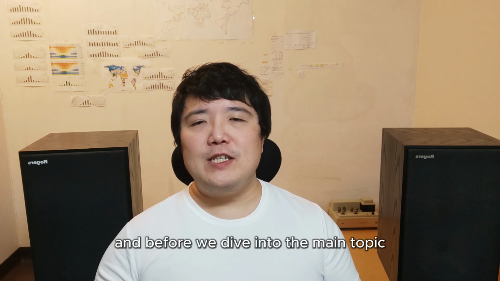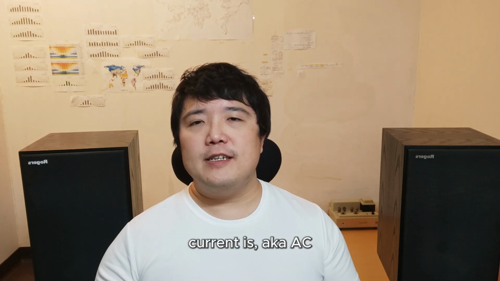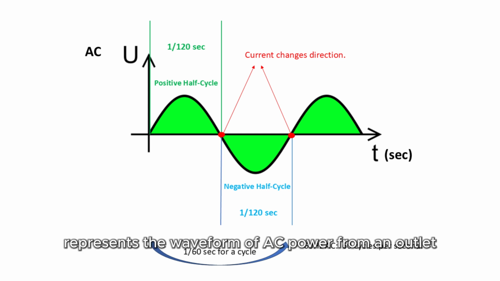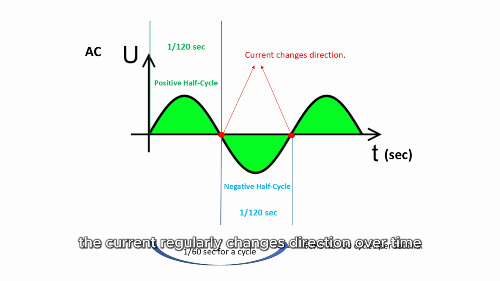Before we dive into the main topic, let's quickly explain what alternating current, aka AC, is. As you can see in the diagram, the green sine wave represents the waveform of AC power from an outlet. The y-axis shows AC voltage, and the x-axis represents time. The waveform of AC means the current regularly changes direction over time.